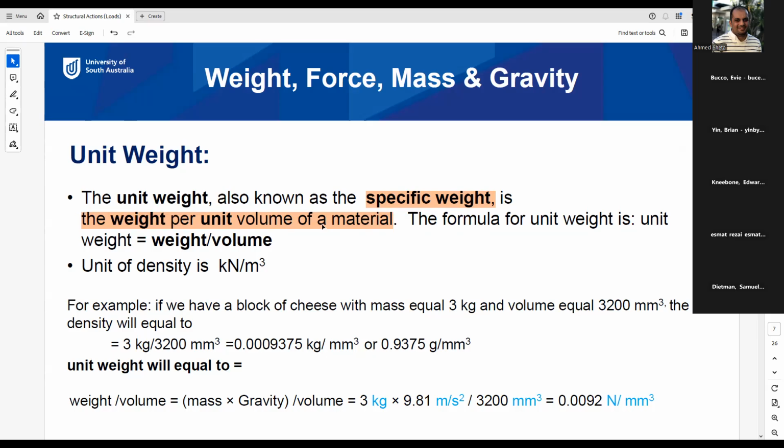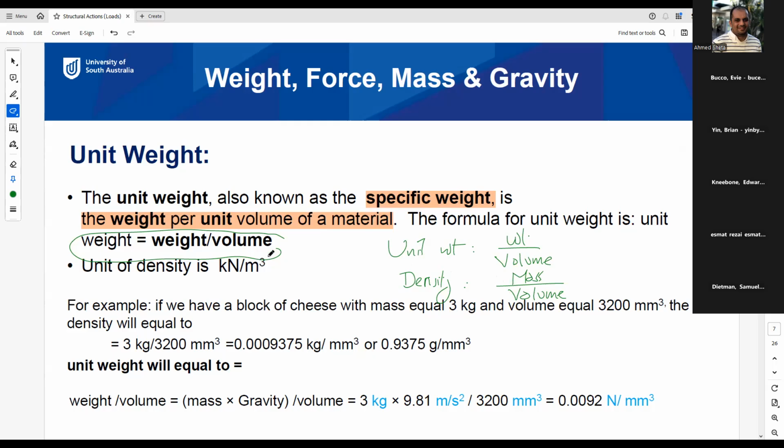So the formula of unit weight is, as you can see, unit weight equal to weight per volume. And density is mass per volume. So they are quite similar concepts, but just slight differences.